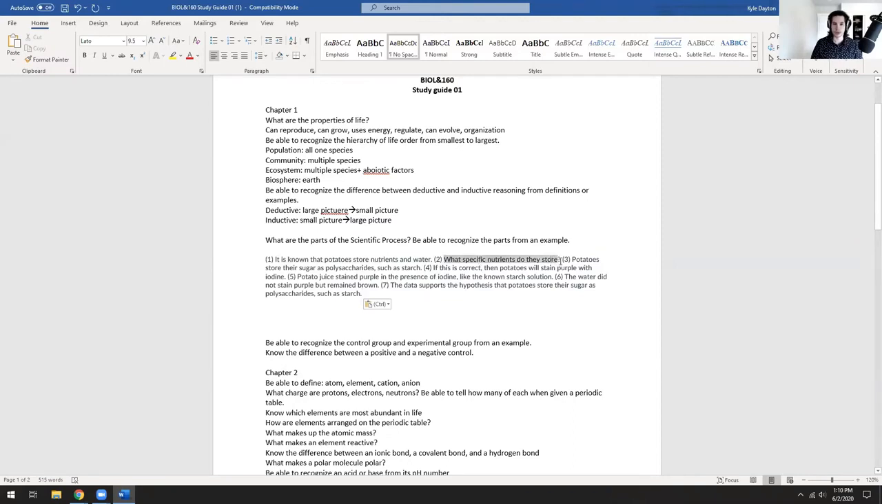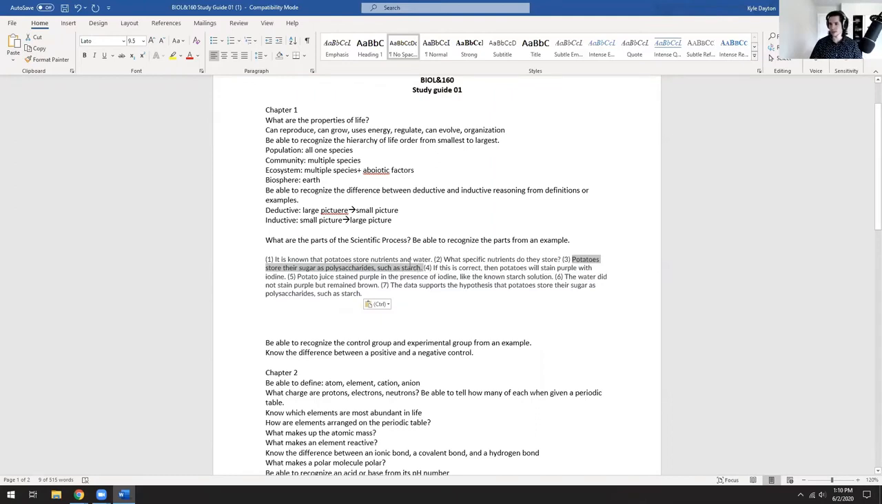What specific nutrients do they store? We remember the scientific method, right? So you have background research, you ask a question. So background research, then question. And then after your question, you try to form a hypothesis to answer that question. So 3 would be the hypothesis. Potatoes store their sugar as polysaccharides, such as starch. All right, so we have background research, then we have question, then we have hypothesis.